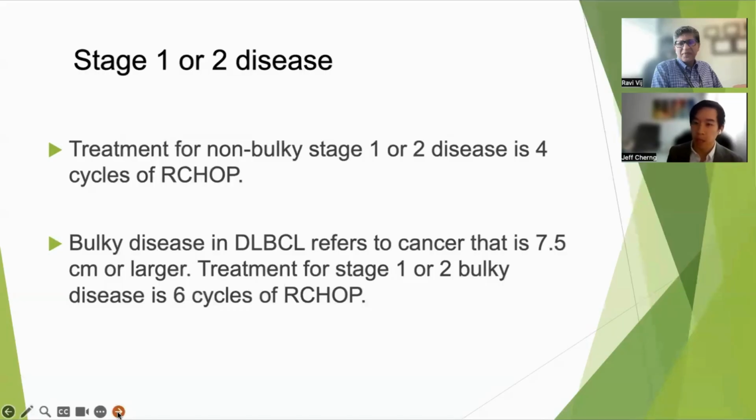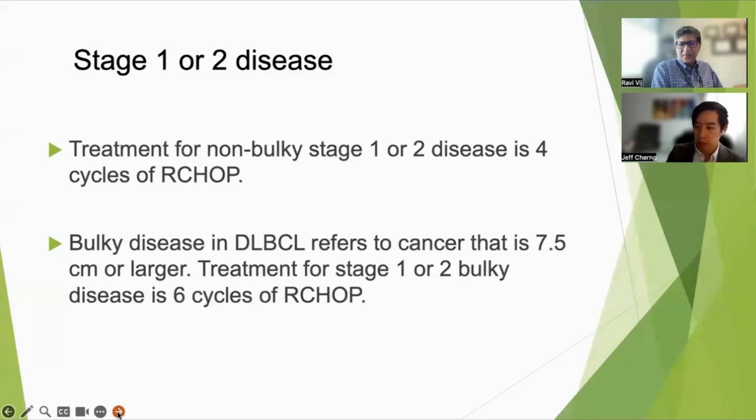We don't typically think the last 2 cycles of rituximab alone do that much in an aggressive lymphoma like DLBCL, so we mostly leave that out, though certainly, if you want to follow the clinical trial to the letter, you can include the rituximab tail.